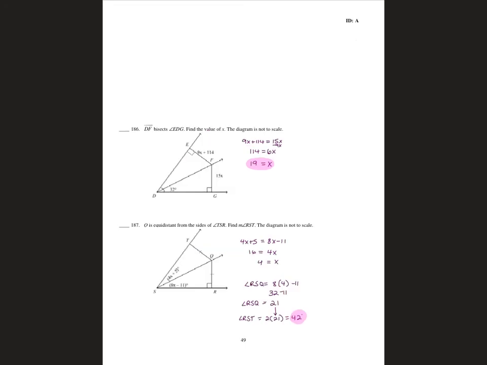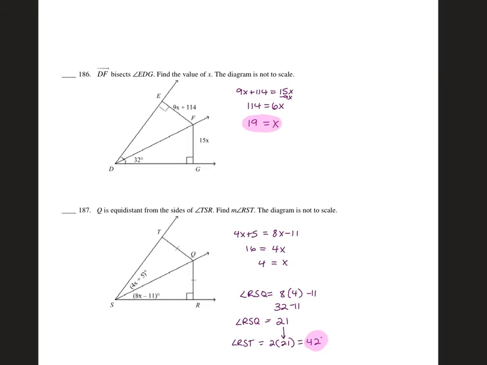Then we got into angle bisectors, perpendicular bisectors, altitudes, all that stuff. Remember, angle bisectors are equidistant from the sides of the angle, so these two are congruent. If these two are congruent and the right angle is there, then these two are congruent.